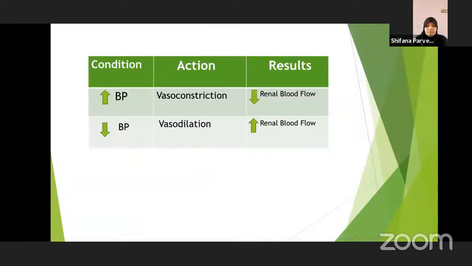This is the table of myogenic response. When the blood pressure increases, the myogenic response causes vasoconstriction of afferent arterioles. Then the renal blood flow decreases. When the blood pressure decreases to normal level, the myogenic response causes vasodilation of afferent arterioles. Then the renal blood flow increases to normal level.